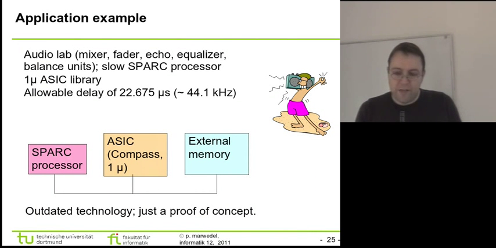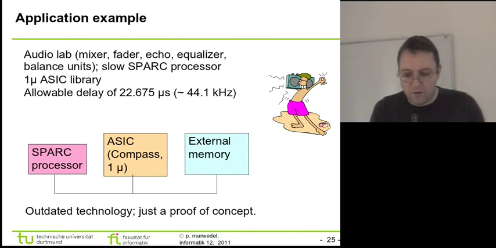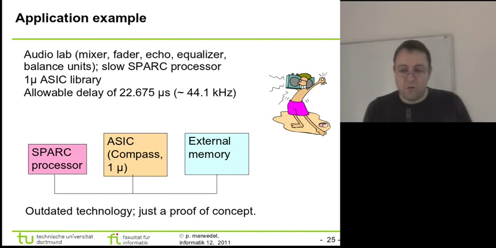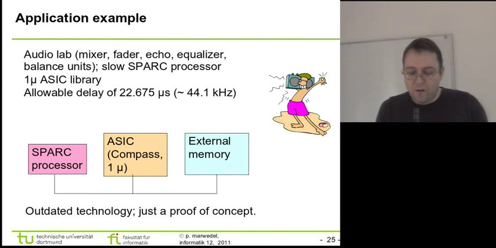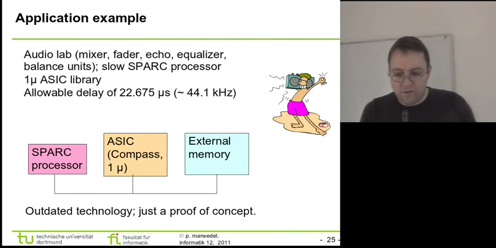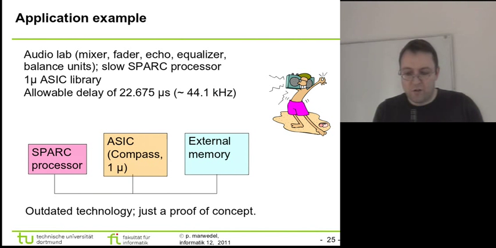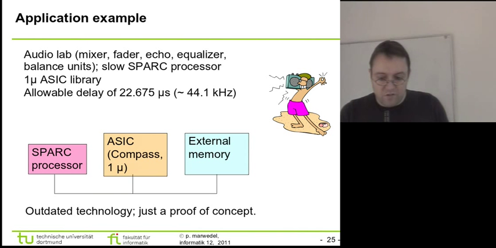So let's look at an application example. We want to build a semiconductor system for an audio lab, which consists of several components like a mixer, a fader, an echo system, an equalizer, and balance units. This consists of a slow SPARC processor and hardware implemented in a 1 micrometer ASIC library. The allowable delay of that system is about 22.675 microseconds, which corresponds to CD hi-fi quality with signals of 44.1 kilohertz.